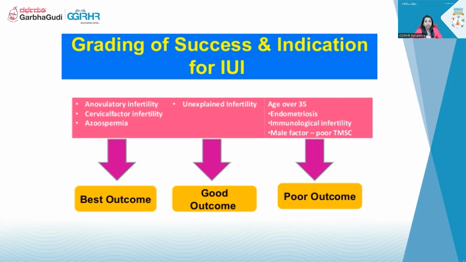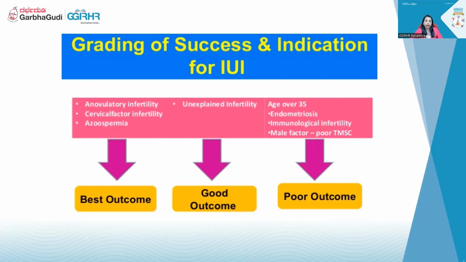Then when we come to the indications, what are the reasons why you are performing an IUI? The indication for IUI, that is the cause of infertility, determines your success rates in IUI. If you are doing IUI for anovulatory infertility, or for patients with azoospermia who are undergoing IUI with donor sperms, or patients suffering from cervical factor infertility, no doubt these patients have the best outcome in IUI treatment. This is followed by a good outcome in unexplained infertility.